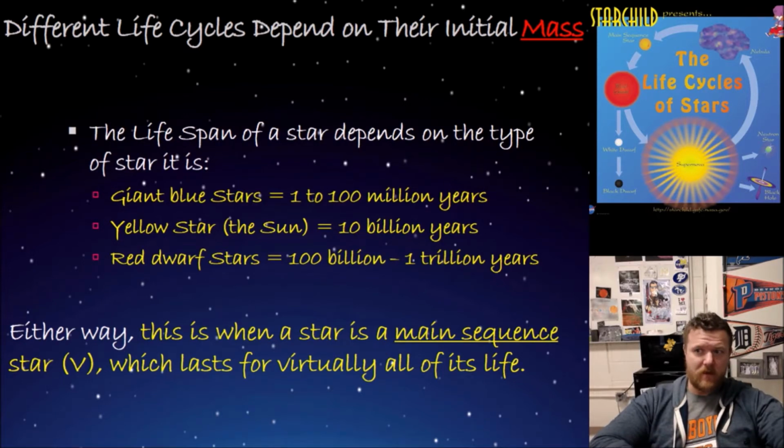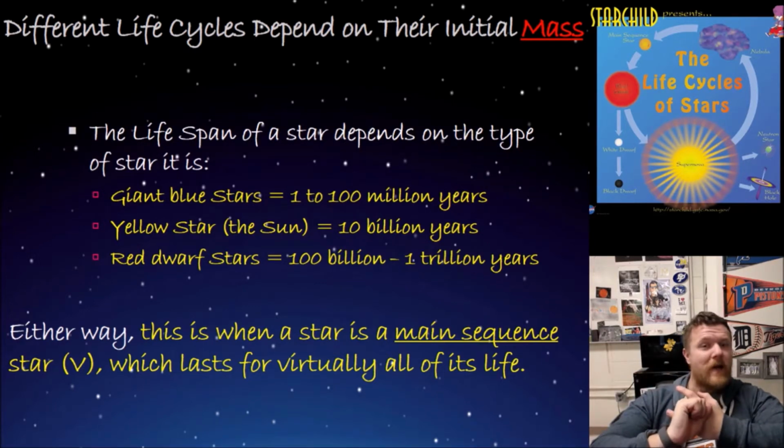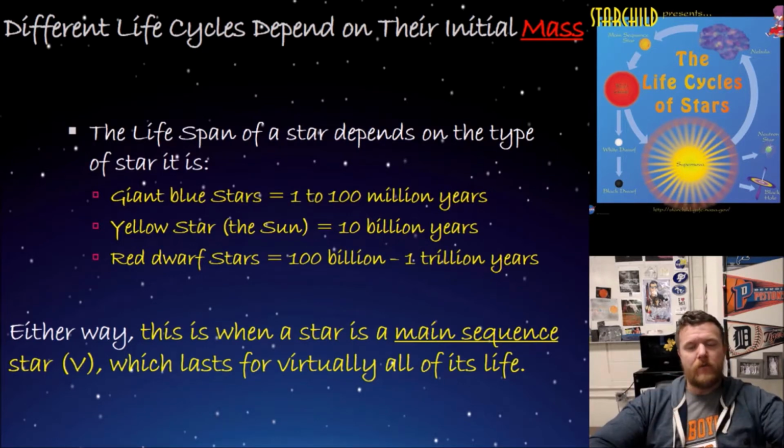The mass of the star is going to determine how big it is. It's going to determine how long it lasts. It's going to determine how hot it is while it's alive. It's going to determine how it dies. It's going to determine what it turns into after it dies. All of those things, all of them, are determined by one simple characteristic, and that's the mass.